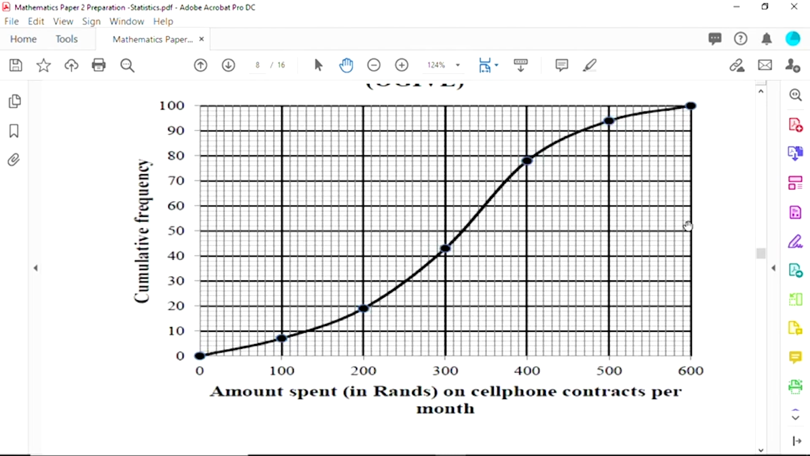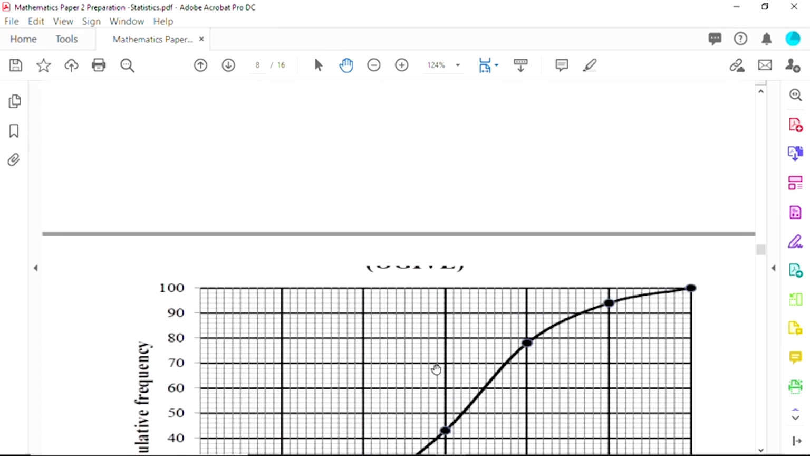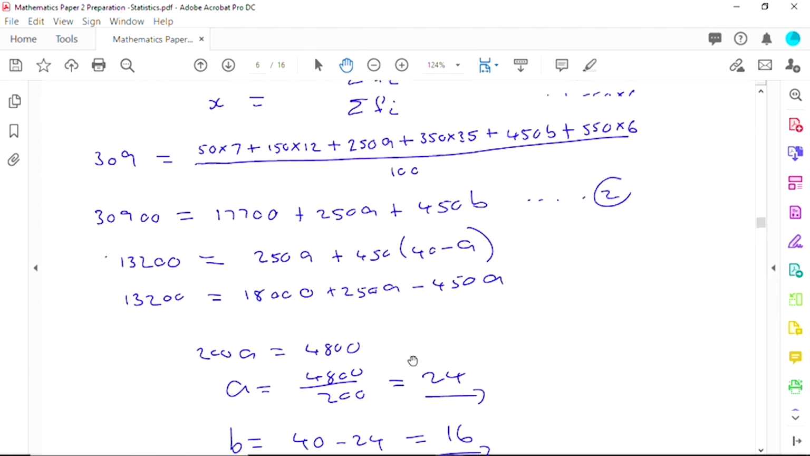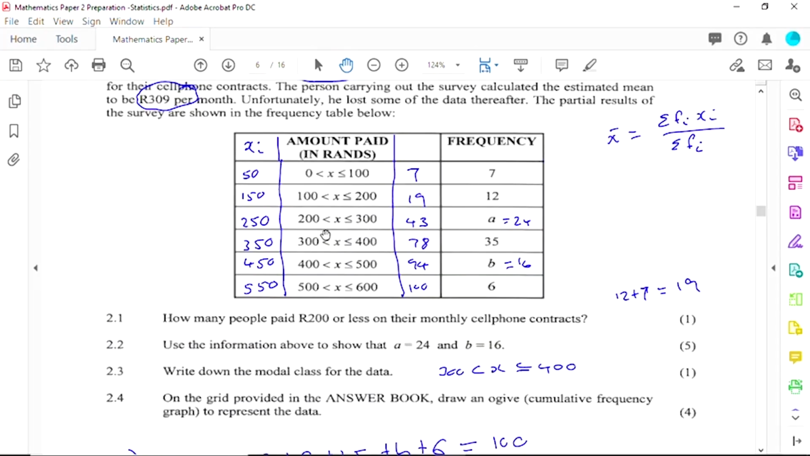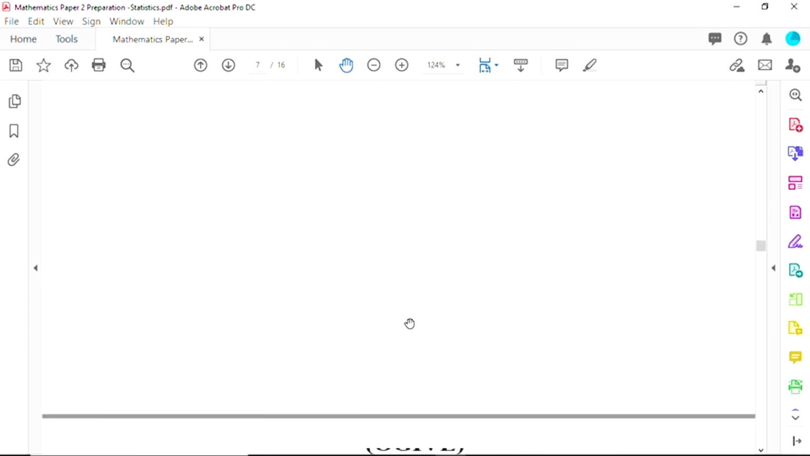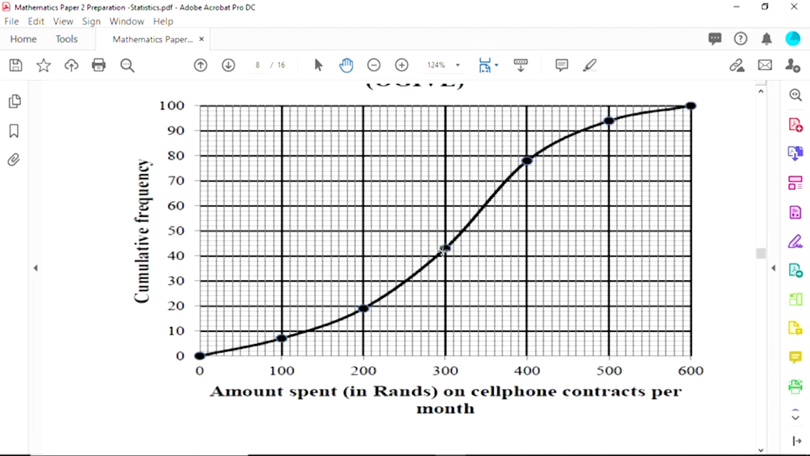So here we have our ogive. Whenever x is 100, y is 7, which is slightly less than 10. Whenever x is 200, y is 19, slightly below 20. Whenever x is 300, y is 43, then 78, 94, and then here we have 100. So this is our ogive curve.